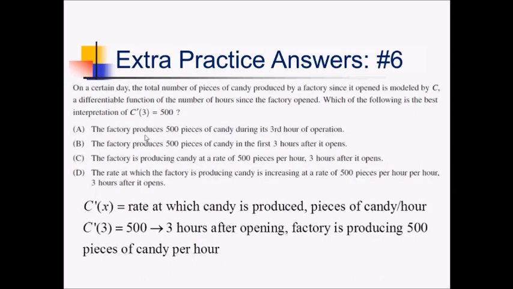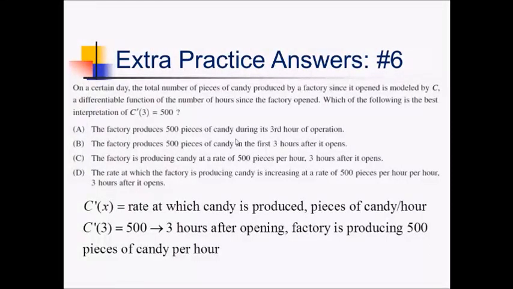So choice A, factory produces 500 pieces of candy during its 3rd hour of operation. Well, that's not necessarily true. It's actually pretty close to what we said here, but this is saying during that whole 3rd hour. That's an interval of time. We don't know how much candy got produced during the 3rd hour. We just know that exactly 3 hours after opening, the rate of production is 500 pieces of candy per hour, the instantaneous rate.